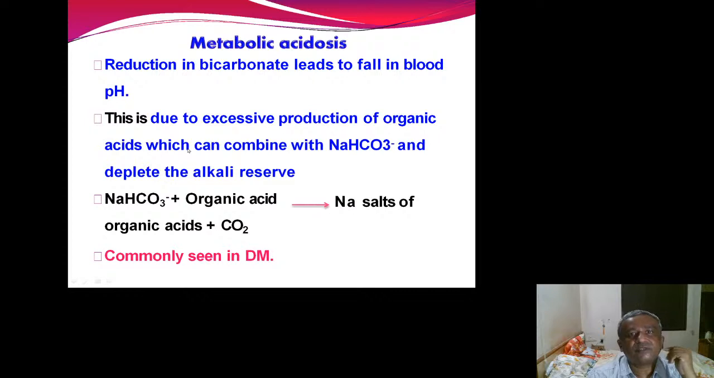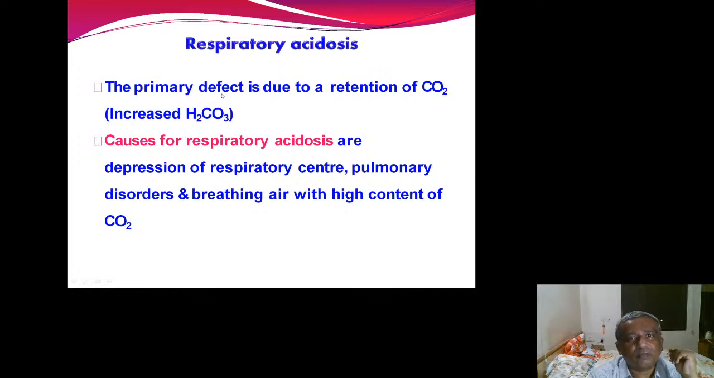metabolic acidosis. Metabolic acidosis is a reduction in the bicarbonate, which leads to a fall in the pH. This is due to excessive production of organic acids, which combine with the bicarbonate to deplete the alkali reserve. As we saw previously, there is a good amount of alkali reserve, and when this alkali reserve is totally utilized, then the pH is not maintained, the pH falls, and metabolic acidosis happens. So it is commonly seen in DM. Diabetic ketoacidosis is one of the most common causes of metabolic acidosis.